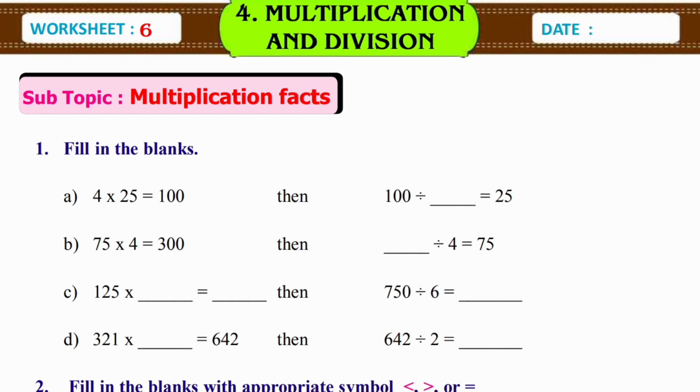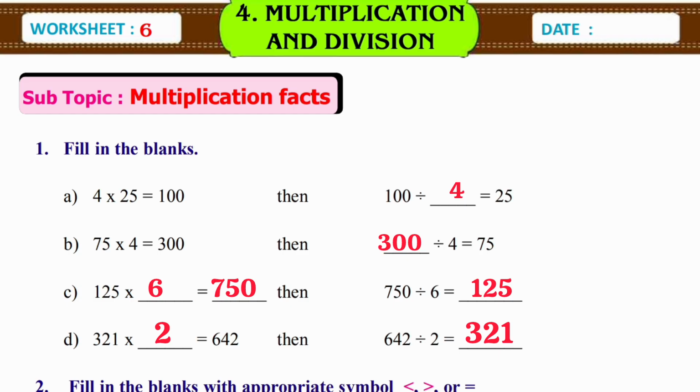Let's see, first Roman is fill in the blanks. So first one is 4 into 25 is equal to 100. Then we can convert this into a division also. So 100 divided by 4 is equal to 25. Got it? Okay, next second one, 75 multiplied by 4 equal to 300. Then dash divided by 4 equal to 75 means 300 divided by 4 equal to 75.